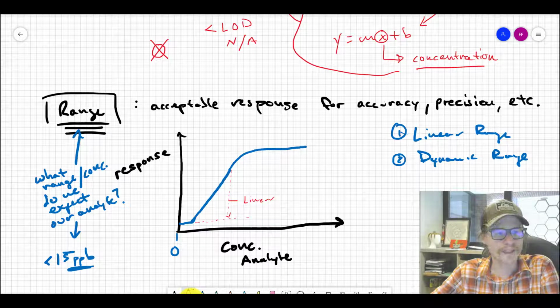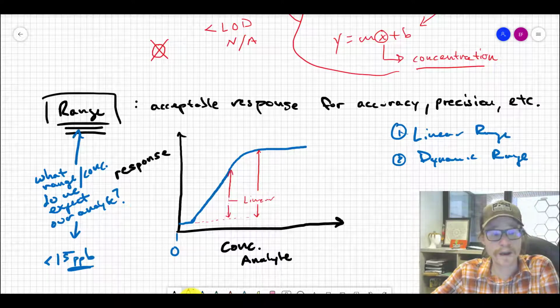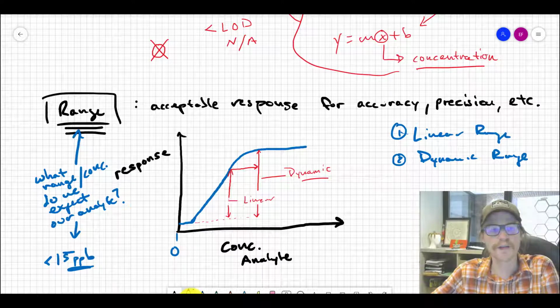But all the way up to here, where the response eventually plateaus, it's important to note that your instrument or your tool, your method here, is still responding. The response is still increasing between here to here, right? It's just not doing it linearly. And so we call that full range the dynamic range. Dynamic meaning there's some change in response as a function of concentration.